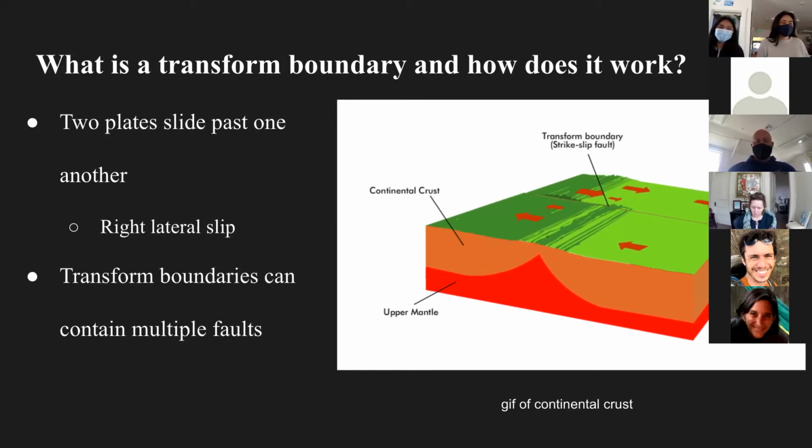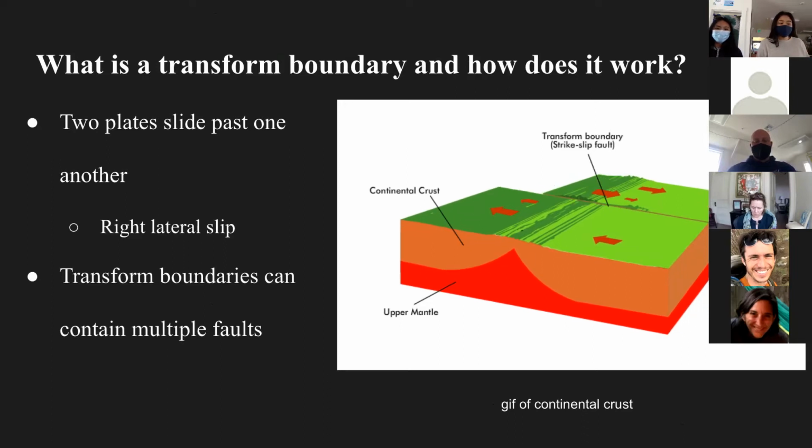This type of boundary is the only boundary that doesn't destroy or add to the Earth's crust by pulling apart or smashing together. Transform boundaries simply slide past one another. Also, transform boundaries can contain multiple faults.